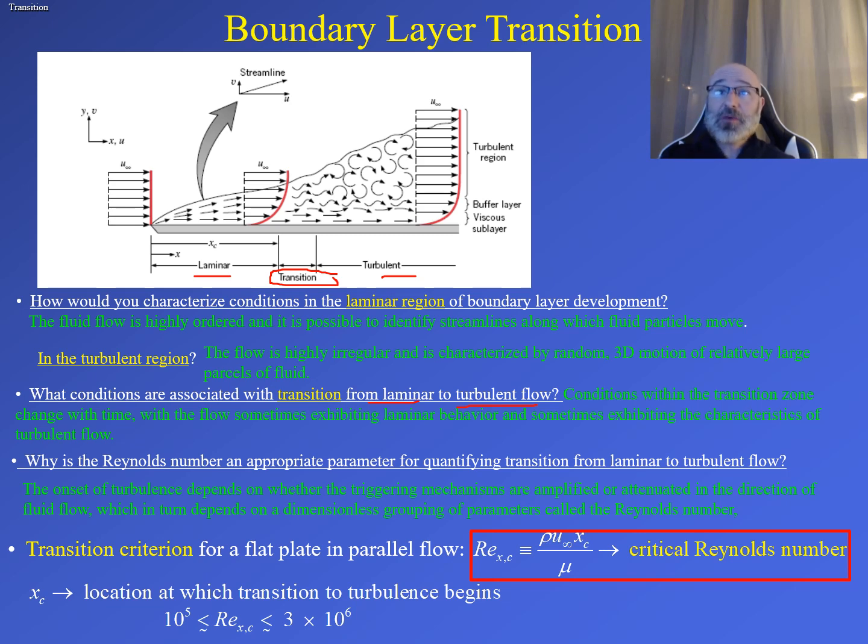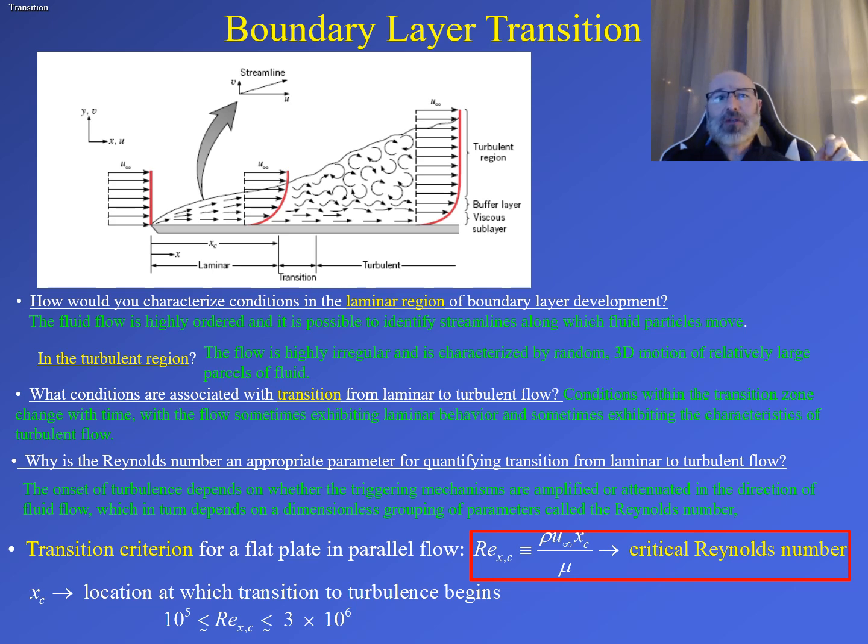Well, the conditions within the transition zone right here change with time, sometimes exhibiting laminar behavior and sometimes exhibiting the characteristics of turbulent flow as well. You can see sometimes we have what we've characterized before as our laminar flow, and then we're starting to get into some of this right here that looks a little bit closer to what we've determined as our turbulent flow. So now I want to continue on with our discussion of Reynolds number.